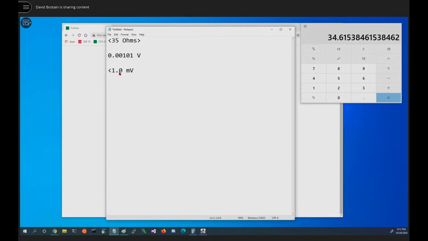Oops, put the angle bracket in the wrong place. All right, this is what you had actually calculated. When you turned it in as an answer, this would be the right answer. This would be right, this would be wrong.